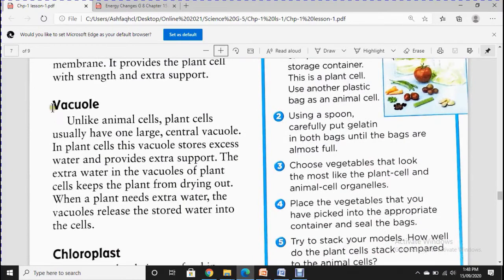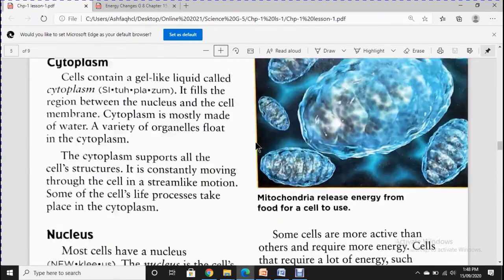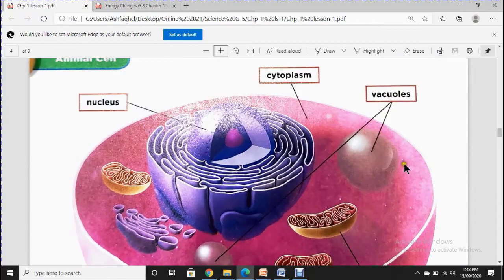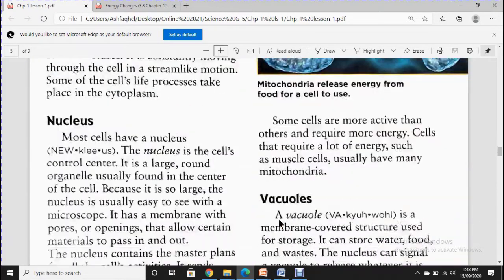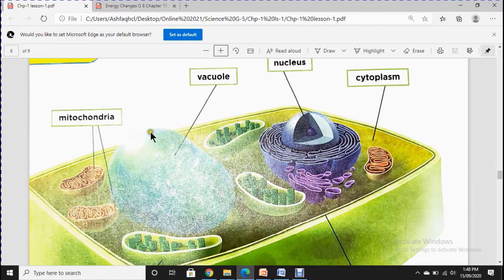Now about the vacuole. Unlike animal cells, plant cells usually have one large central vacuole. When you look at the animal cells, here you can see more than one but small vacuoles. But in the case of a plant cell, you can observe here one but a large vacuole.